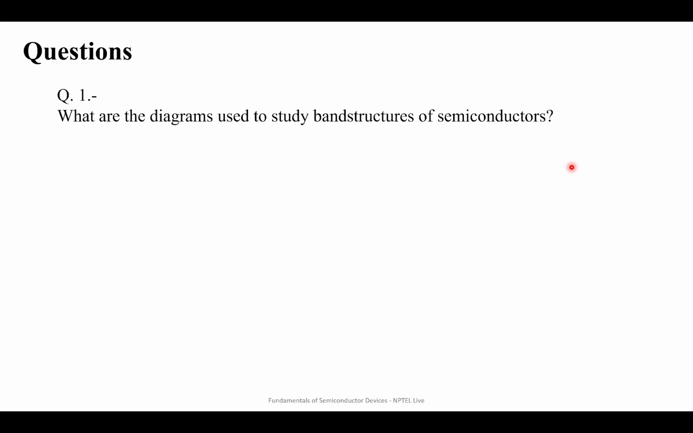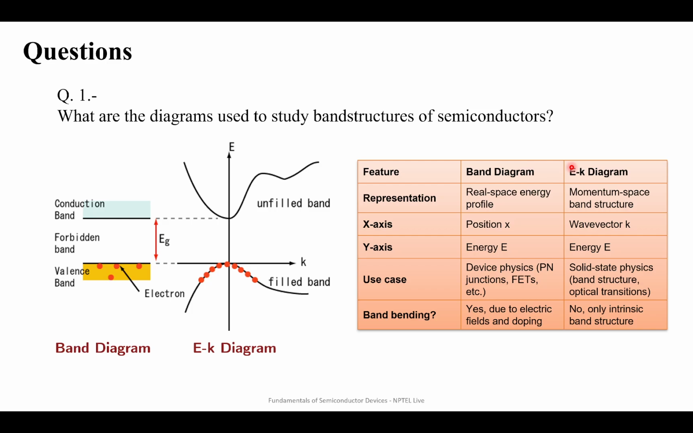So first question, this is not an MCQ. What are the diagrams used to study band structures of semiconductors? If you know the answer, you can speak or type in the chat. There are different types of diagrams that we use to study band structures. The tools generally that we use are the E-k diagram and the band diagram.